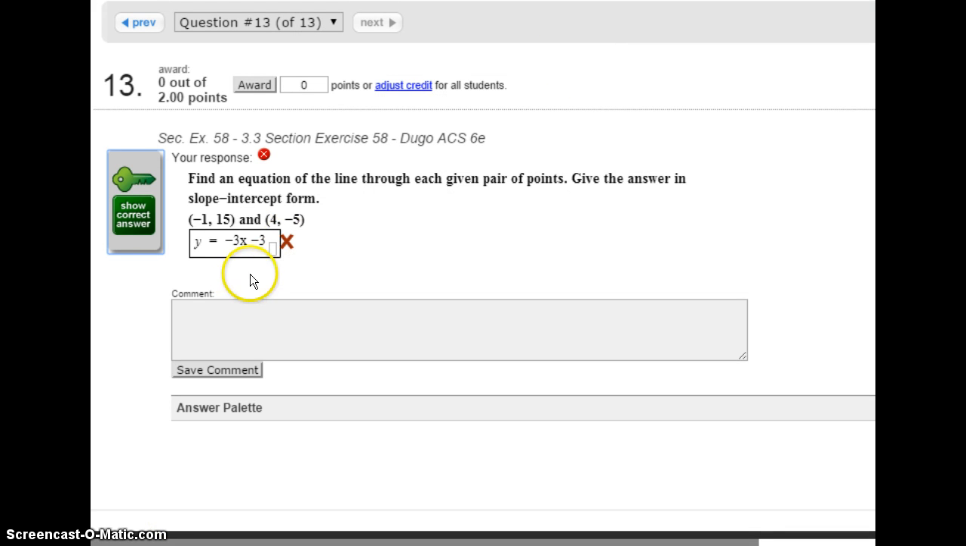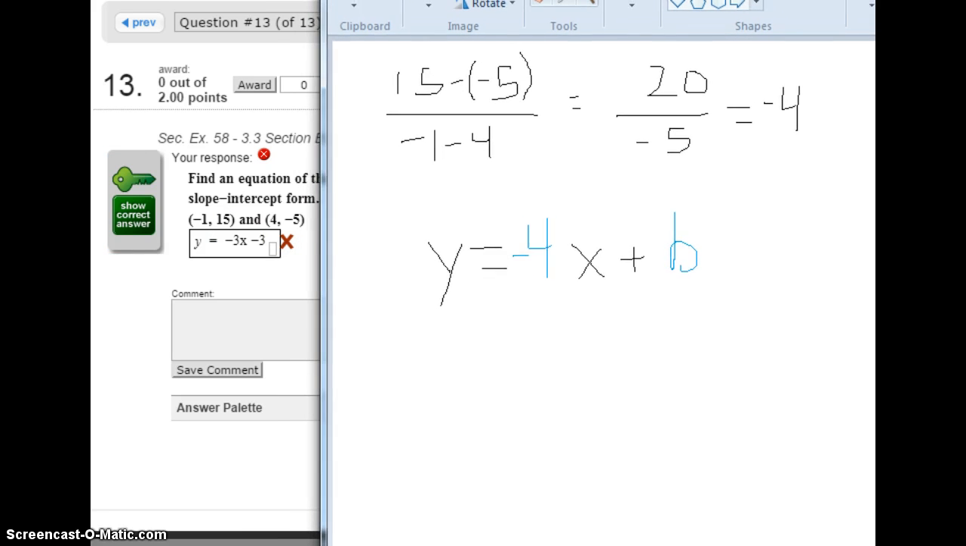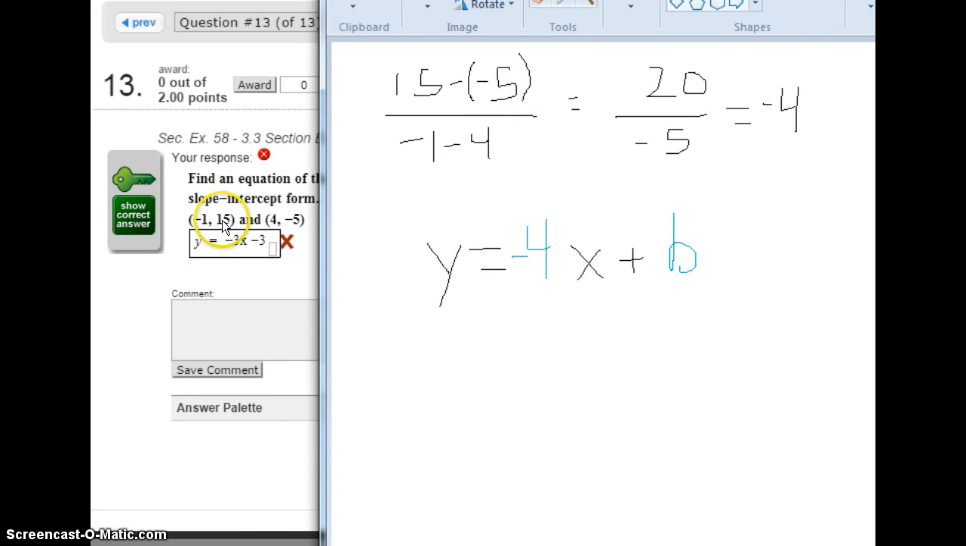And our last problem here, we have 2 points, and they want us to find not just the slope between those points, but the entire equation of the line. So you do want to start off by finding the slope. You take the y value of the first point, subtract the y of the second. That gives you 20, and then take the x value of the first, subtract the x of the second, and that gives you negative 5. That reduces down to negative 4.